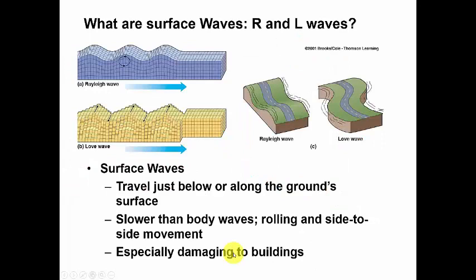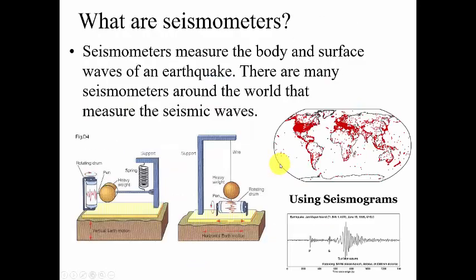And then surface waves, there's R and there's L. You see the Love waves are going that way, side to side, and this is more of a rolling wave motion. Surface waves travel along the ground, slower than body waves. They either roll up and down or side to side, and they do damage to buildings and structures because they're on the surface.